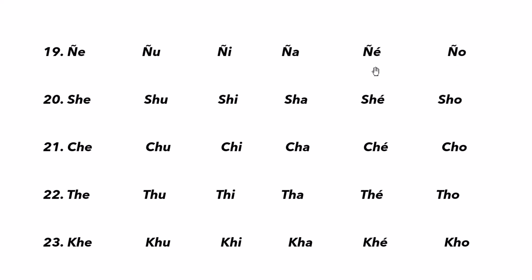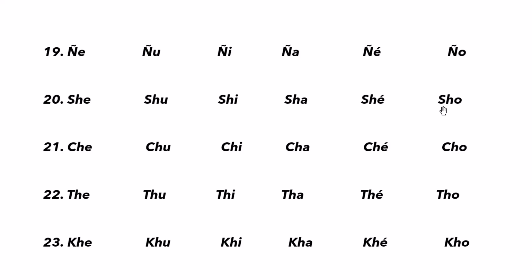So I'm going to give you an example. For example, how would you say number 2 in Bélin? You would say lenga. So you would use nga at the end to pronounce it or to spell it. And we have 20. Number 20 is she, shu, shi, sha, shu, sho.